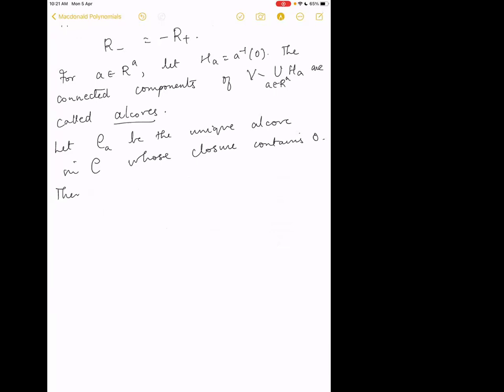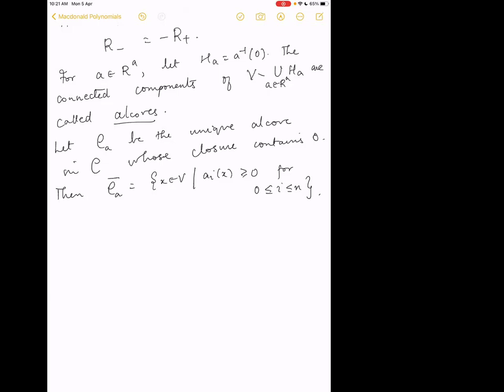Then basically CA closure is the set of all x in V such that AI of x is greater than or equal to 0 for 0 less than or equal to I less than or equal to n. So if the Weyl chamber has n bounding hyperplanes, then the alcove will have n plus 1 bounding hyperplanes.